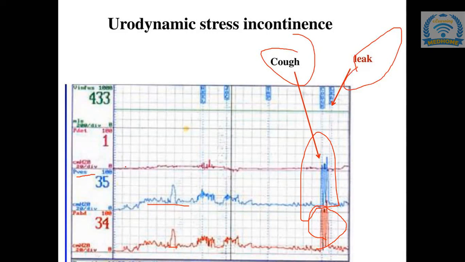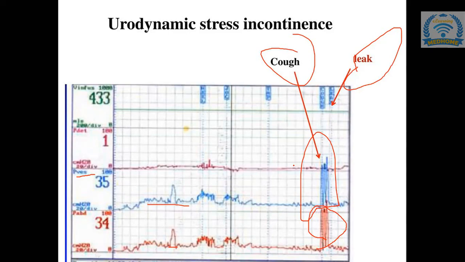But there is no change in the detrusor pressure. It remains the same throughout this filling phase, almost constant or steady. So if we have to diagnose the patient clinically, we will tell the patient has stress incontinence, but when we see the graph, we will say it's urodynamic stress incontinence.